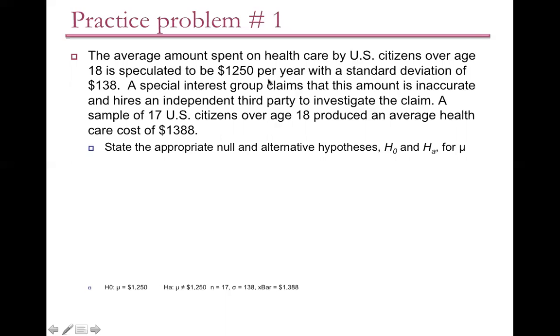A special interest group thinks that this amount is inaccurate and hires an independent third party to investigate the claim. So they sample 17 citizens and they produce an average health care of $13.88. Well, my 1388 is definitely bigger than 1250, but that doesn't mean the average is really bigger than 1250. All it means is that the average for these 17 people is bigger than 1250, and quite a bit larger.